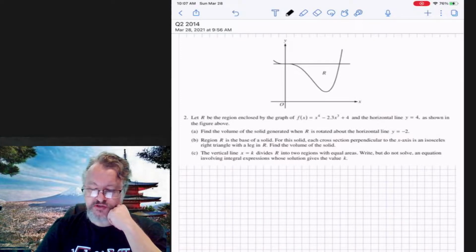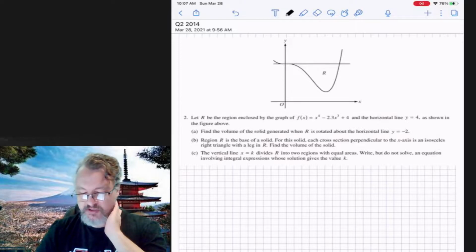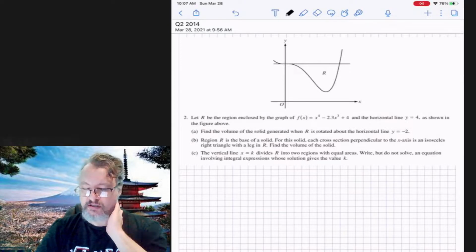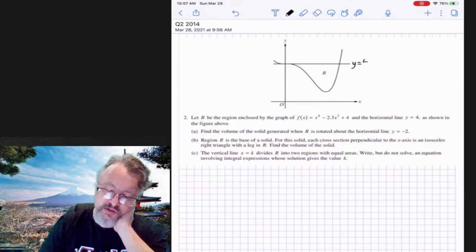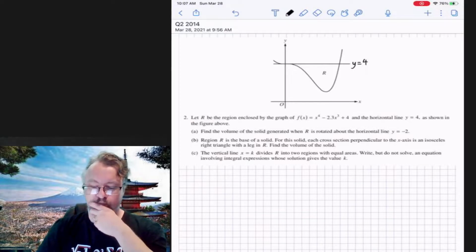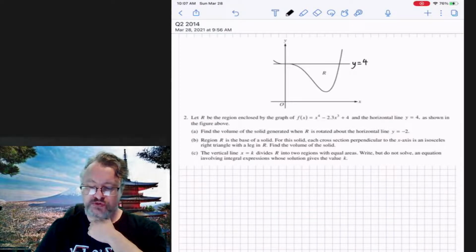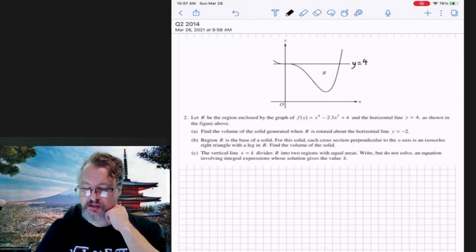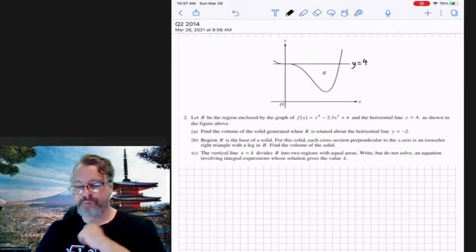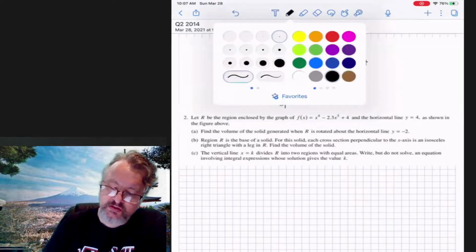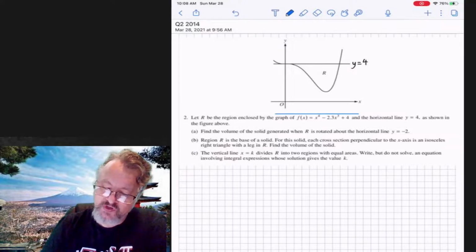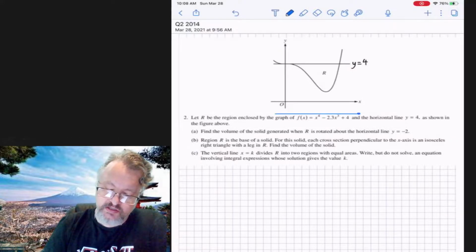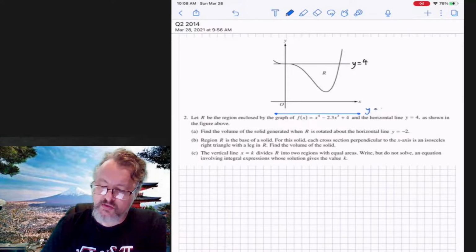So let R be the region enclosed by the graph of a polynomial function and the horizontal line y equal 4. So this here will be y equal 4. I'll write it down right away. Find the volume of the solid generated when this region R is rotated around y equal -2. So we are going to have a horizontal line right here, and the equation of this line will be y equal -2.